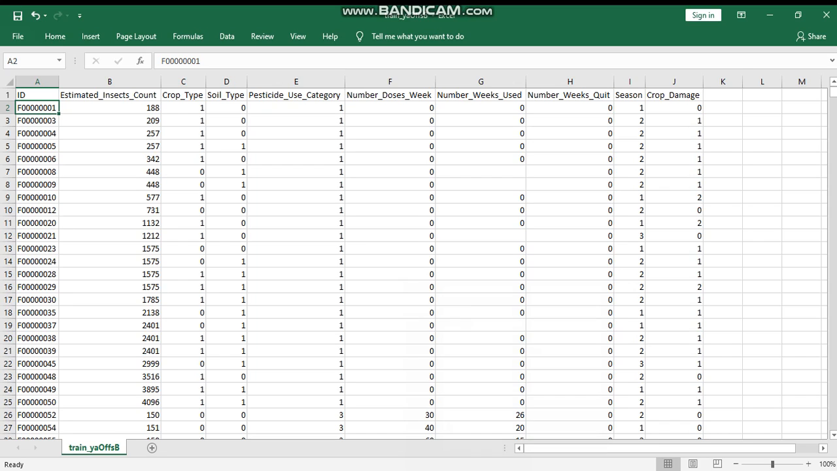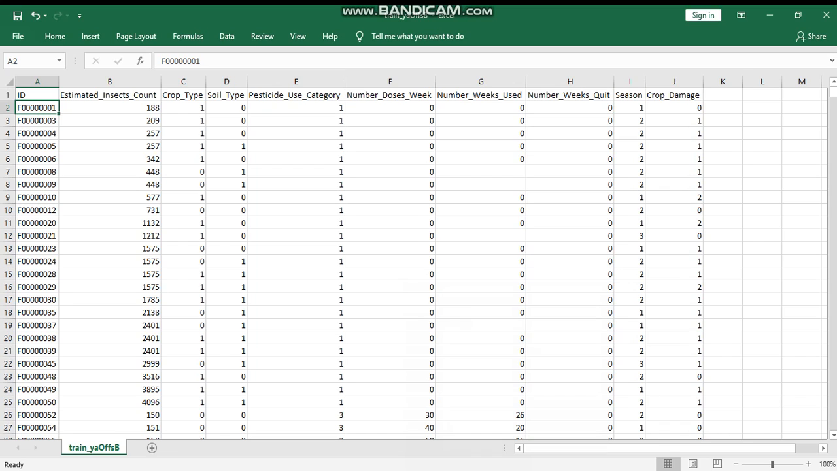It is per square meter, how many insects are in the field, in the farm, in a particular square meter. And it is a crop type, maybe two types of crop here, that is 0 and 1. 0 means we can consider it a one-yearly crop, and 1 is considered as one more yearly crop. And soil type, mainly two types of soil types, here it is 0 and 1. We can say 0 is considered as black soil, 1 we can consider as red soil.